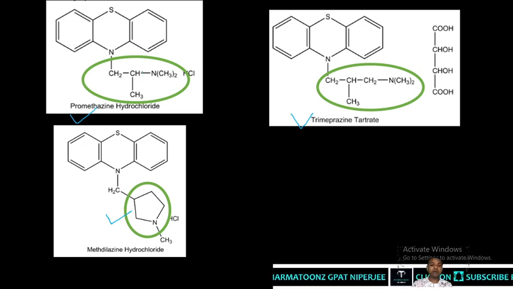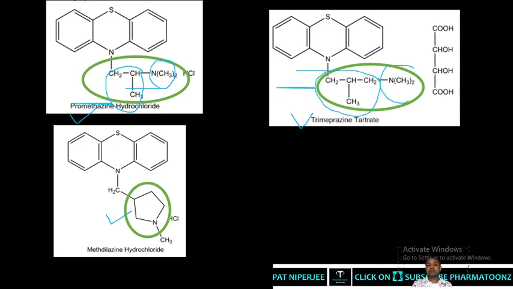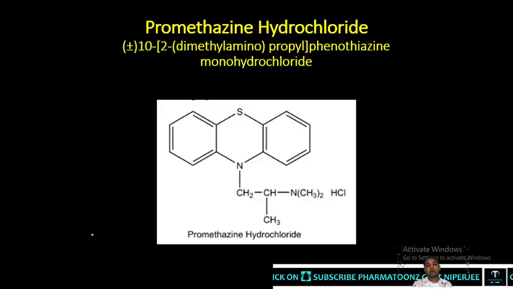Here if you look, a propyl chain is there which is attached with dimethylamino. Here a substituted propyl chain is there which is attached with dimethylamino. And here again a 1, 2, 3 propylamine is there, but it is a part of the ring system, which is called methdilazine.